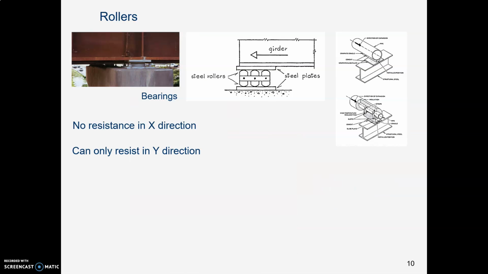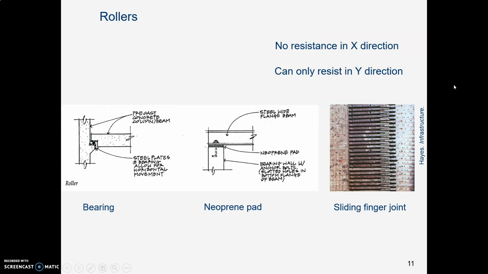You also find roller connections or roller supports under bridges and building beams. And again, they can slide in the X direction. There's only a reaction in the Y direction. And other things that can slide are also considered rollers. So you might have, he's drawing here, a neoprene pad, a rubbery pad under this end. Or here's a thing in a connection in a bridge with interlacing fingers that can slide. Those are all considered rollers.